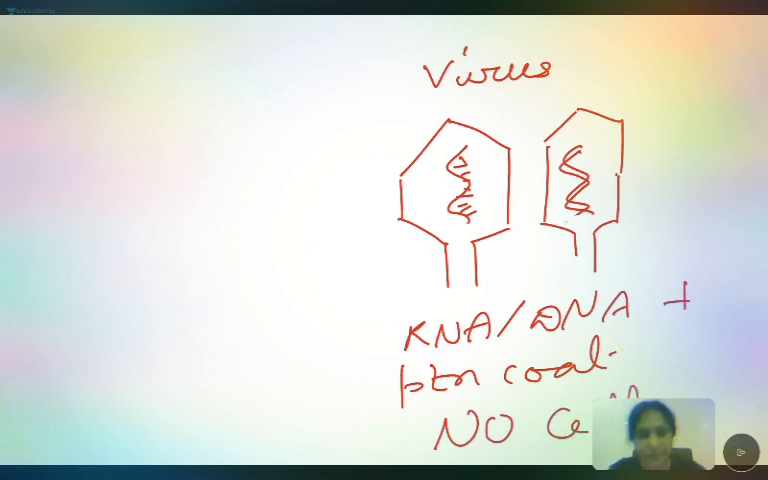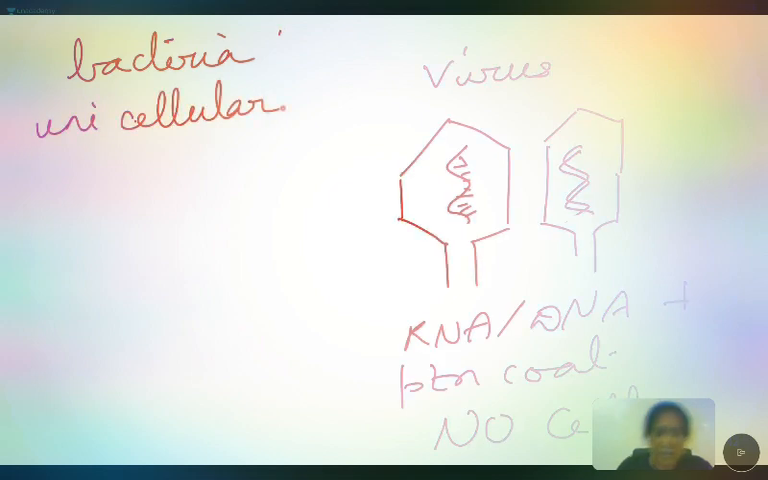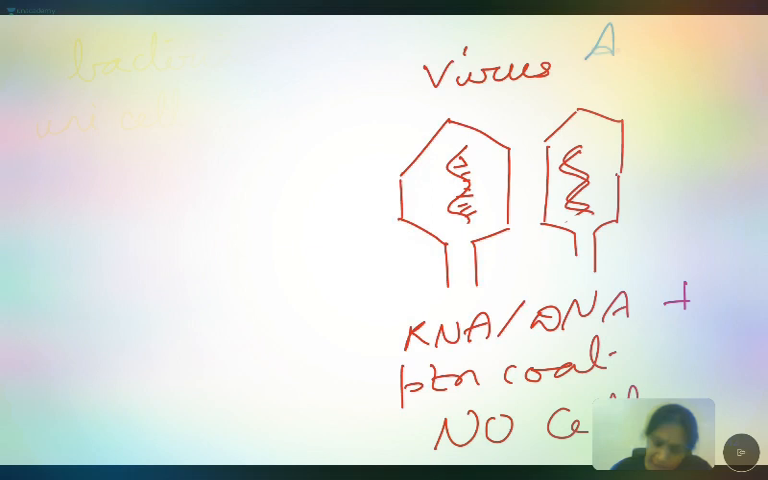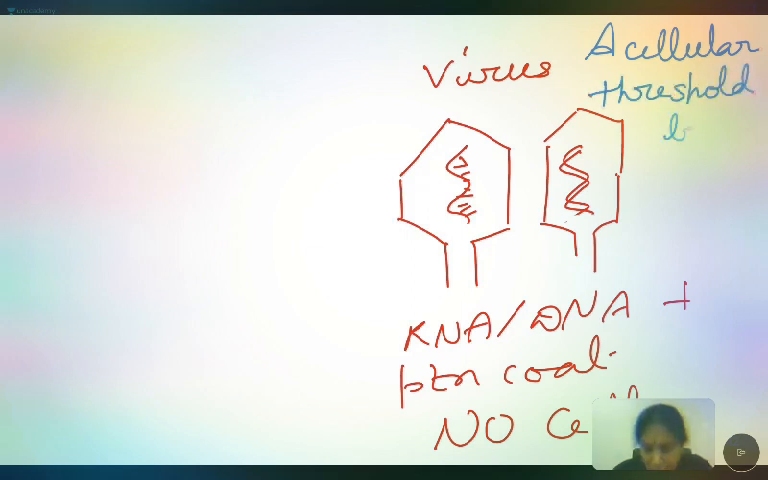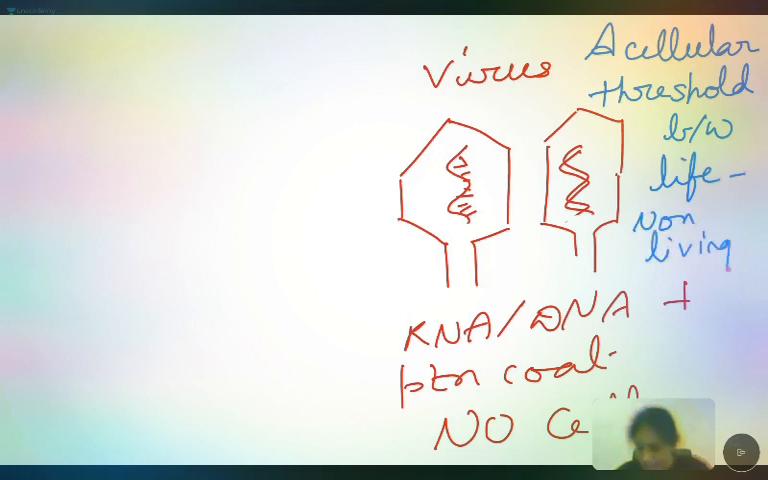Next level we have bacteria. Bacteria are unicellular. These viruses are acellular, no cell, and they are the threshold between living and non-living. Is it clear?